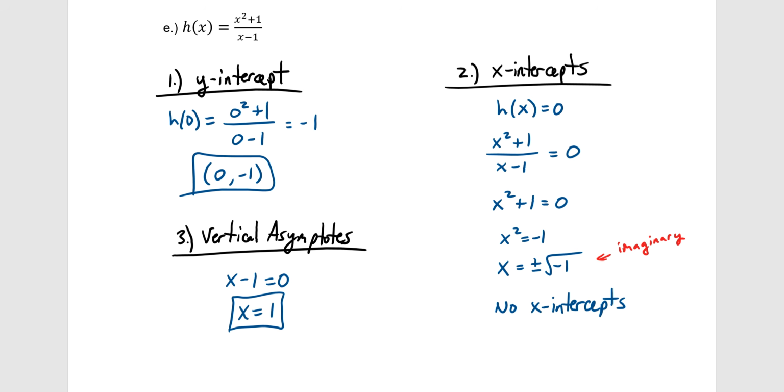For the x-intercepts, setting the simplified numerator equal to 0, we actually end up getting plus or minus the square root of negative 1 when we solve that for x. The square root of a negative implies imaginary numbers, which means there's no x-intercepts here. And then for vertical asymptotes, we set the denominator x minus 1 equal to 0, and we get x equals 1. Okay, next for the holes, horizontal asymptotes, and slant asymptotes.